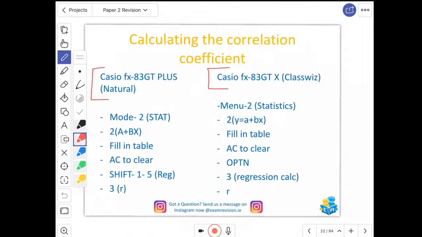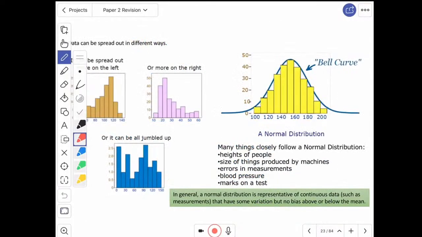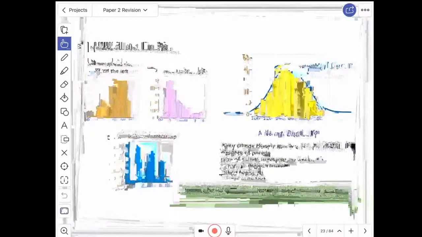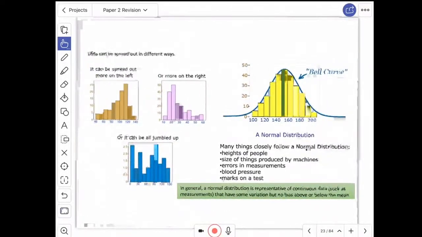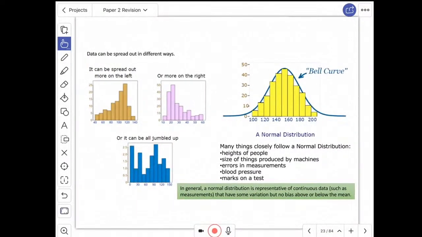Okay, so moving on then, I want to talk to you about the normal distribution. So we're dealing with this chapter. Again, it depends on what book you use. Some call it the statistics chapter, some call it statistics and probability. But basically, it's a combination of the two of them really. And this is one that does come up frequently on the Leaving Cert higher level Paper 2, so it is something that I would definitely recommend that you spend a bit of time on.